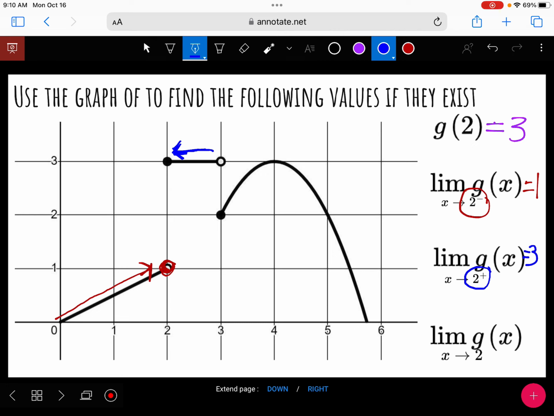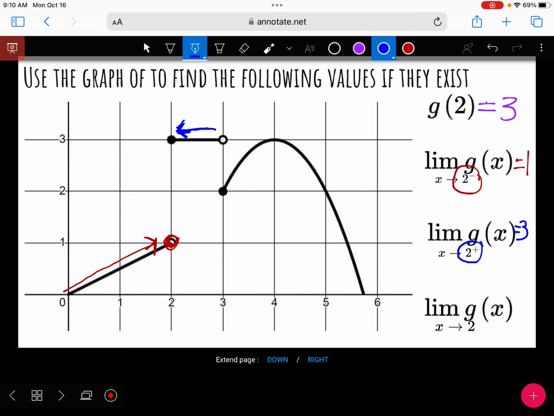It's approaching 2 different values from 2 different sides. From the left-hand side it's approaching 1, from the right-hand side it's approaching 3. In general, when it's coming towards 2, can I say what it's approaching? No. So this is when we get our Mean Girls reference, if you've seen that. If it's approaching 2 different values, the limit does not exist.